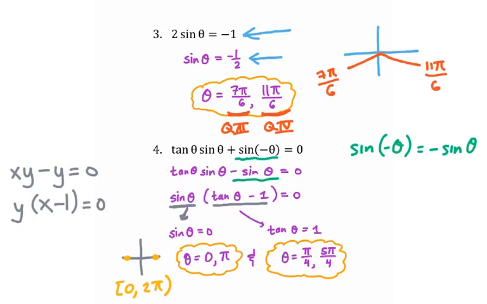Let's go to the other part. When we look at tangent of theta minus 1 equaling 0, that really turns into finding where on the unit circle the tangent value will be 1. And that's going to happen in 2 places. The first place will be in quadrant 1 at pi over 4 radians. The second location where tangent would equal 1 is in quadrant 3 at 5 pi over 4 radians. So for problem number 4, there are a total of 4 solutions, and those are the angles 0, pi, pi over 4, and 5 pi over 4.